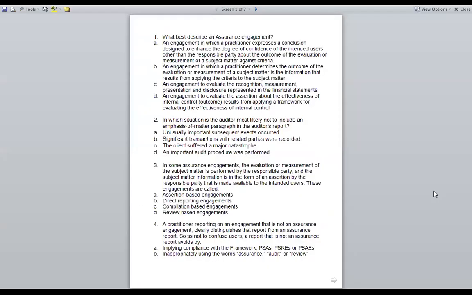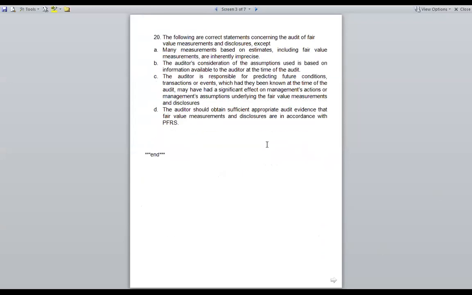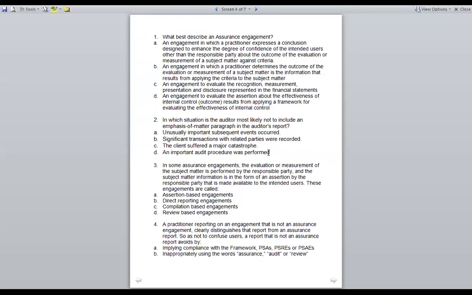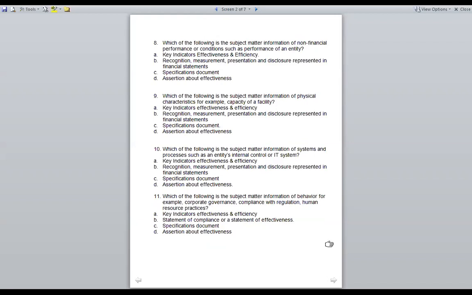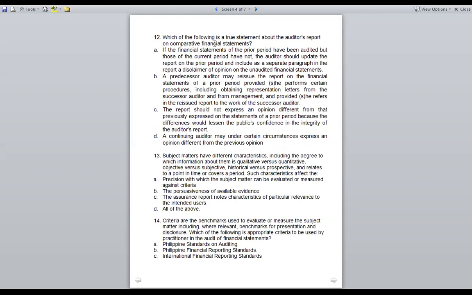Yan. So guys, nakikita nyo na, no, yung auditing theory natin. I believe nag-stop ako sa, teka lang. We have 1, 2, 3, 4, 5, 6, 7, 8, 9, 10, 11. Dito tayo, number 12. So number 12 tayo, guys.